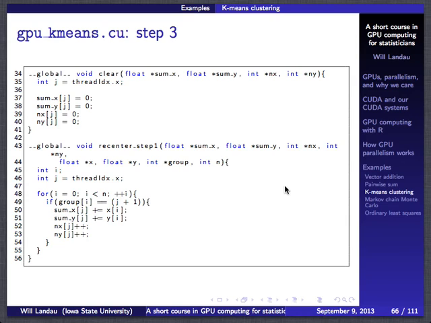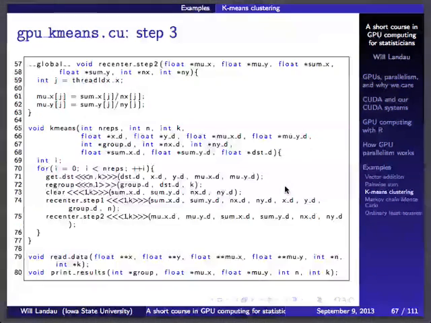Now I have this function recenter step 1, and that's just computing in parallel. I'm not going to go over this in too much detail, but in parallel, I'm computing the sums in the x direction and y direction of all the points within each cluster. I'm doing that all in parallel, and I'm counting the number of points in each cluster. I really only needed nx. I didn't really need ny. And then I take the sums, divide them by the number of points in each cluster, and I get the cluster means in the x and y directions in recenter step 2.